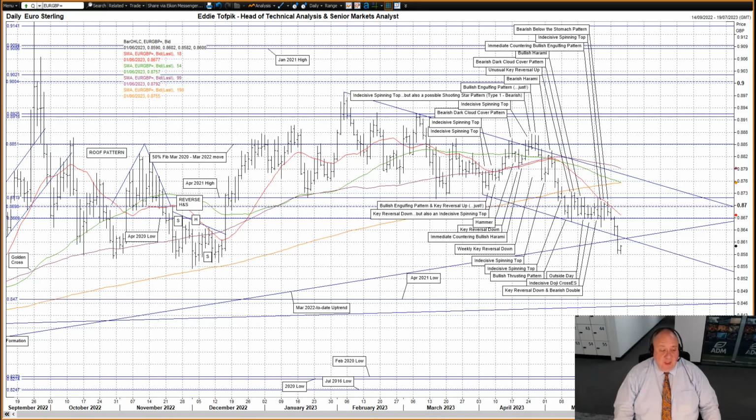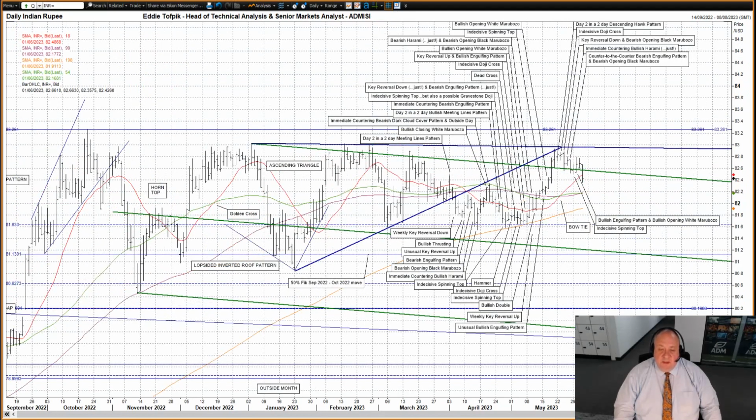So far today, a small reactionary move back up, looking like a nascent immediate countering bullish thrusting pattern. Possibly a tweezer top on the bottom, but that's still early. Please be aware the breached uptrend and the breached lower bearish channel line are now resistances.